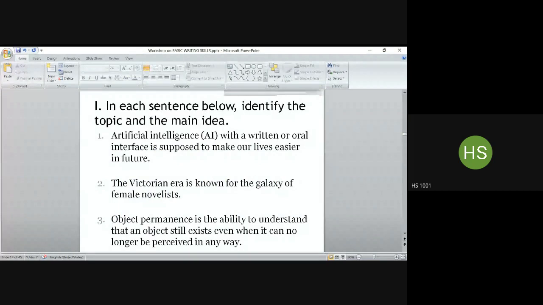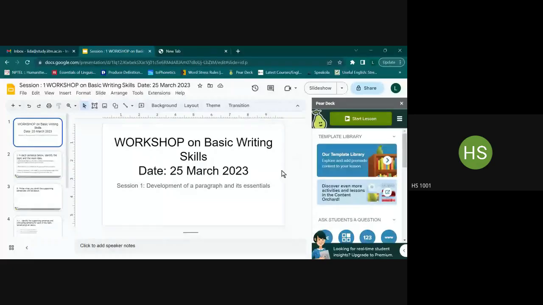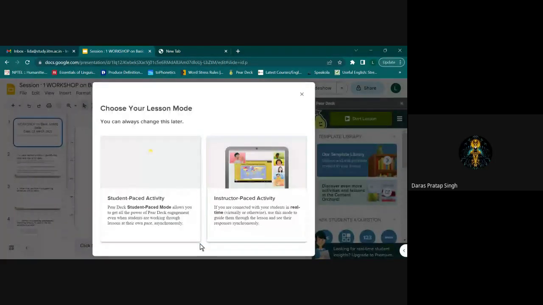So, we'll do one thing now. I am going to share the peer deck file with you now. So, we're going to do the activity. Let's see how to do this. Just screen properly, okay? Do you see the slides now? Yes, ma'am. They are visible.